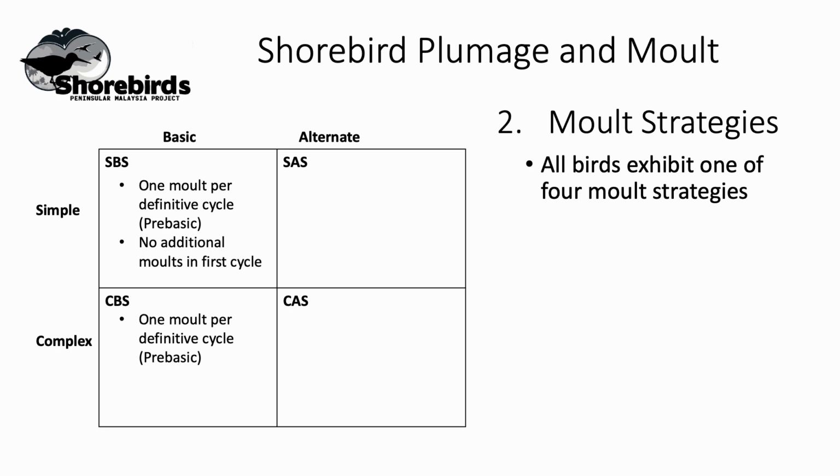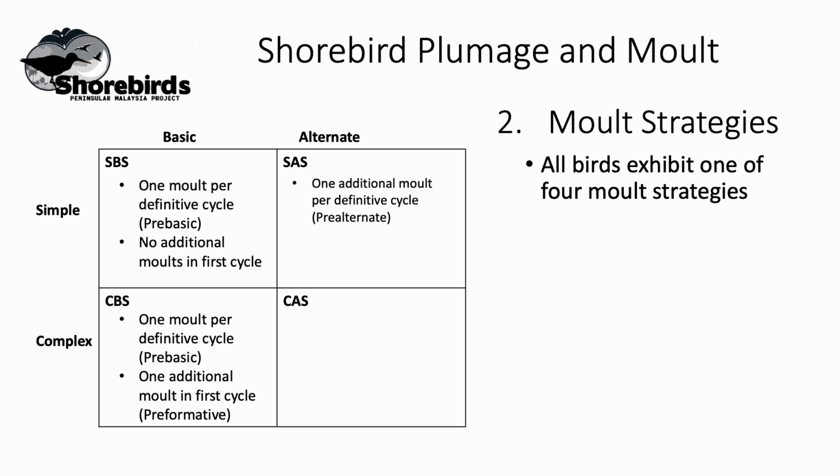Then complex basic strategy, which is 1 molt per adult cycle, again the pre-basic molt leading to basic plumage, but 1 additional molt in the first cycle, which is the preformative molt leading to formative plumage. So only in the first cycle there is formative plumage, and then once they reach adult or the definitive cycle, they just have 1 molt per cycle. So that's the complex basic strategy.